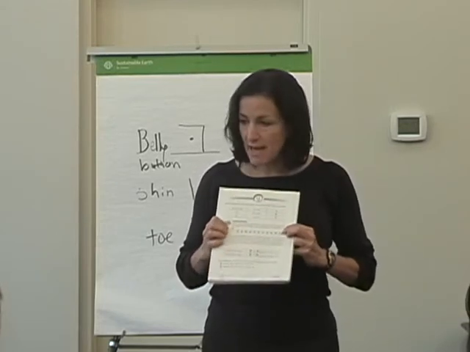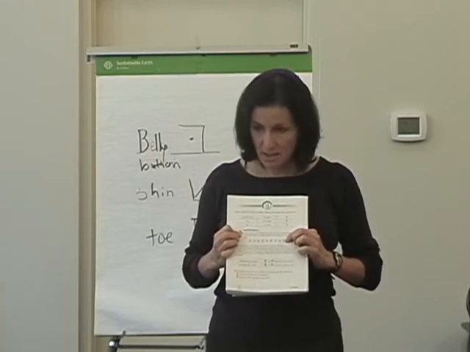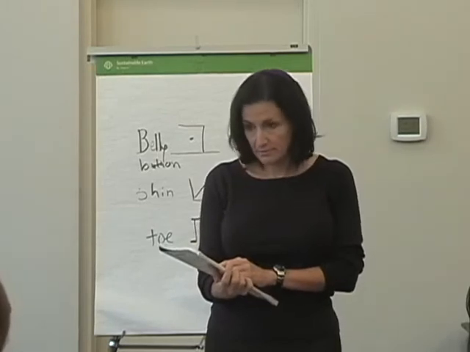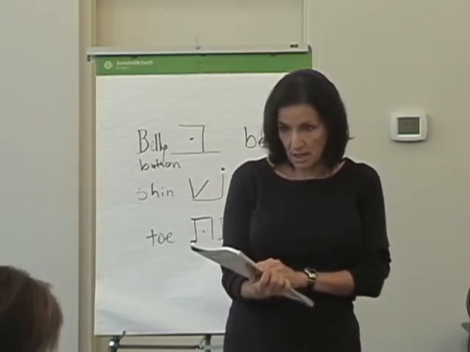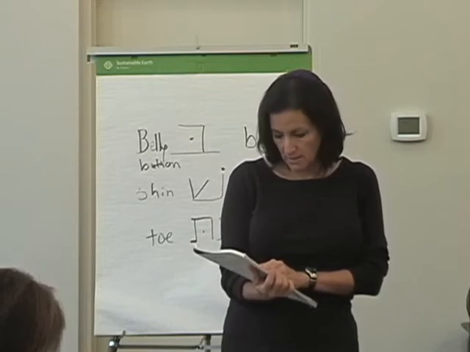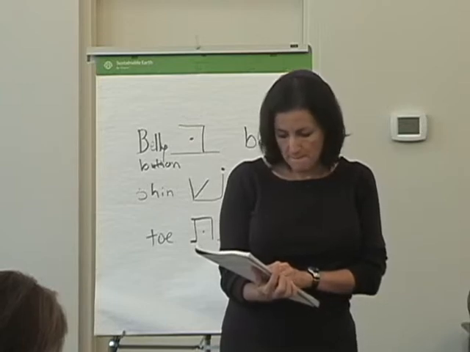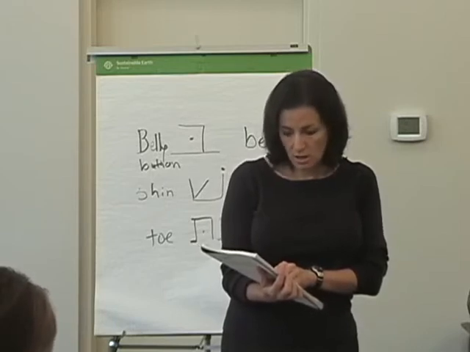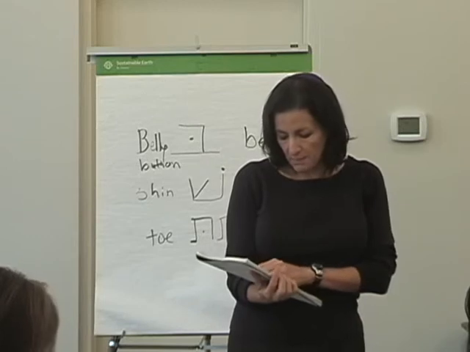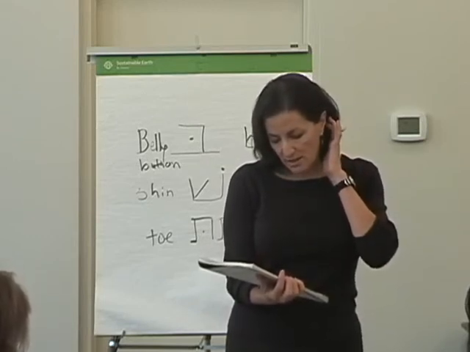You would say bet, b. Shin, sh. Good. Tav, t. Bet, b. Tav. And this sound. Good. Shin, sh. Tav. Bet, b. Shin, sh. Bet, ba. Tav. Good, good. Very, very good.